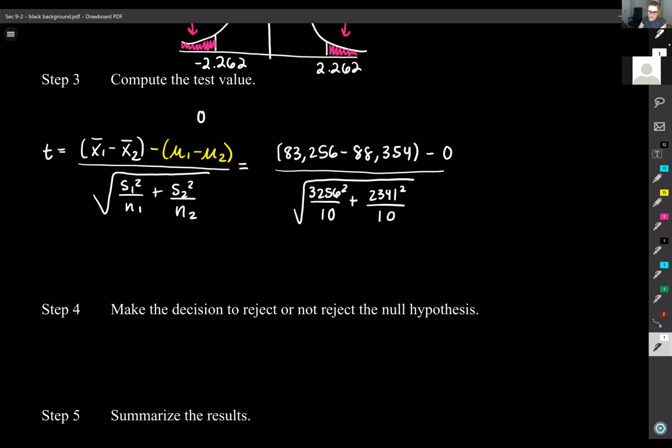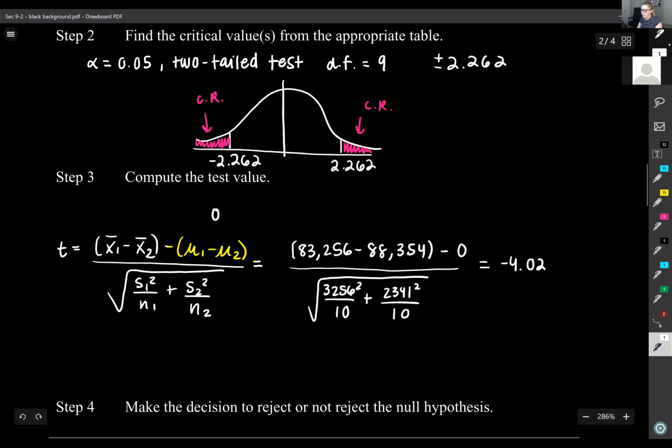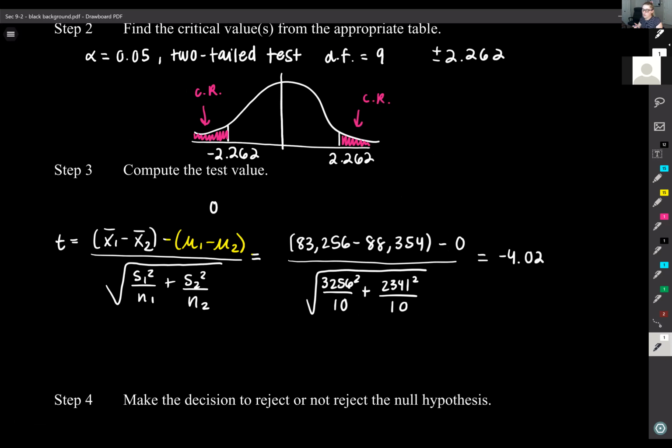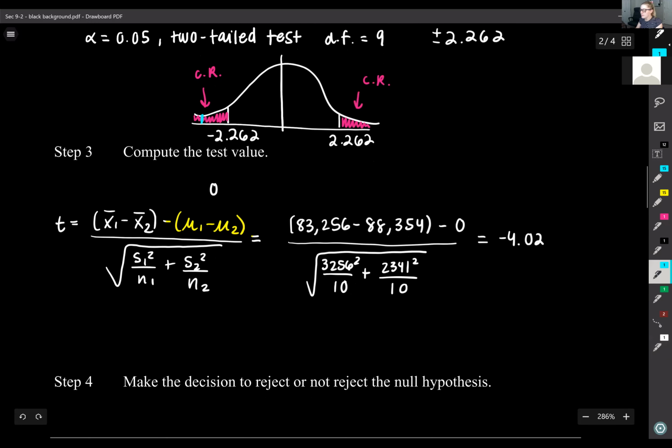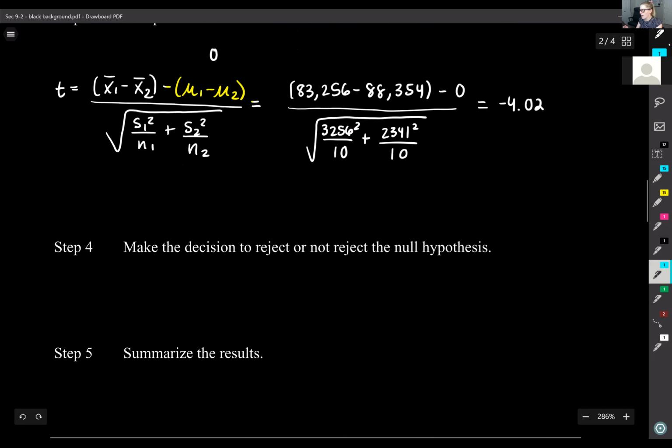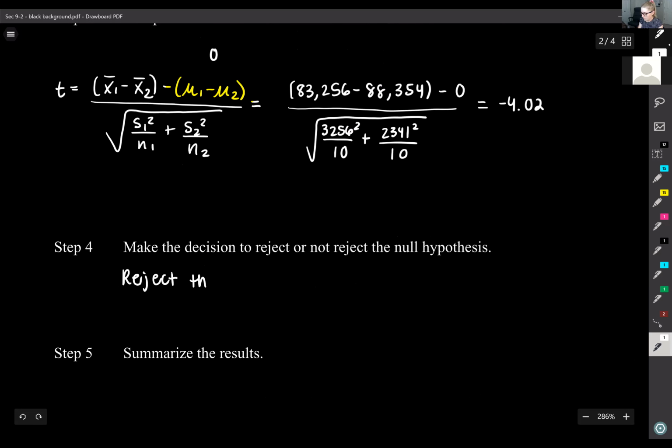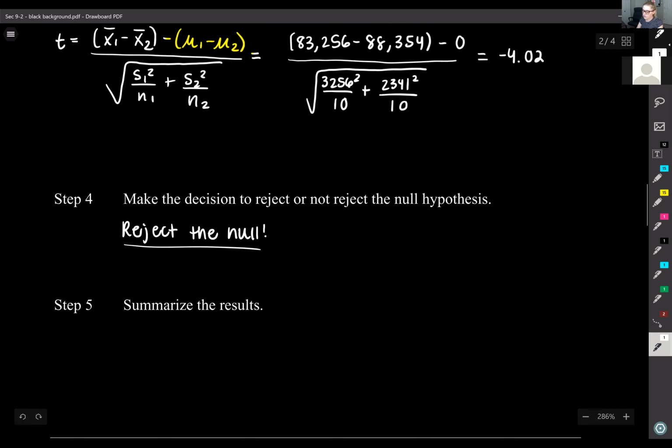And we get negative 4.02. Okay, well, negative 4.02 very clearly falls within the critical region. It's somewhere over here, and that means that we are able to reject the null hypothesis. All right, and now all we have to do is summarize the results.